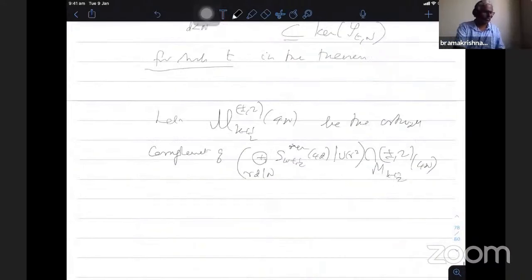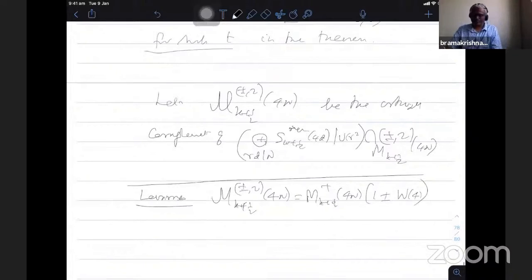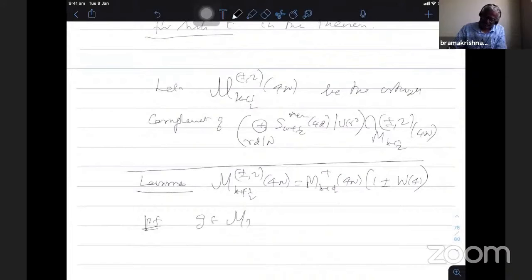Next is this lemma. This lemma gives the explicit description of this space. K plus half plus minus 2, 4N is nothing but the plus space with 1 plus minus W4. So effectively, we show that these two spaces are isomorphic. So take G to be a form on the left hand side, K plus half plus minus 2, 4N. Then I take the plus 2, minus is obvious in a similar way.